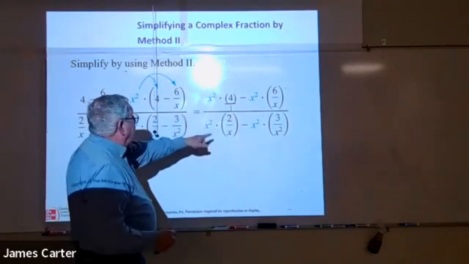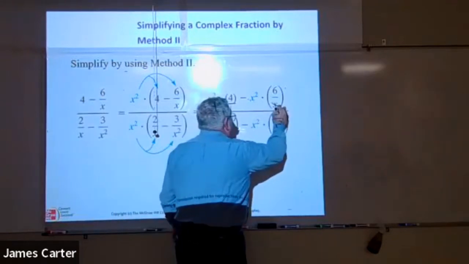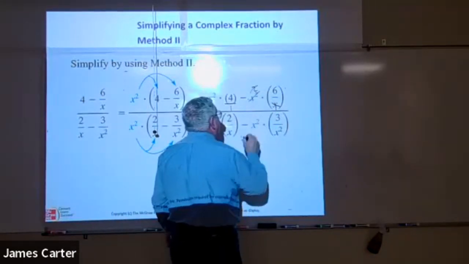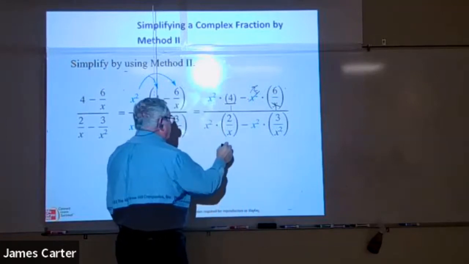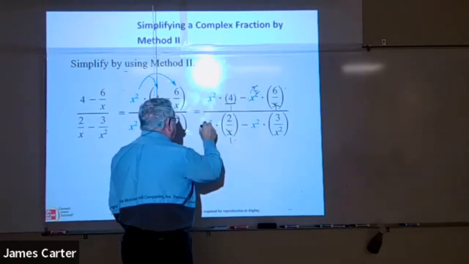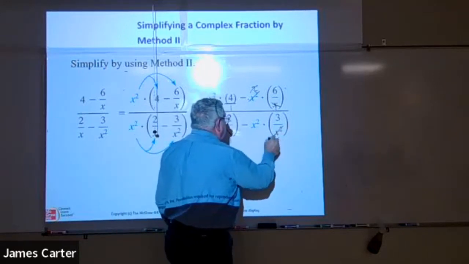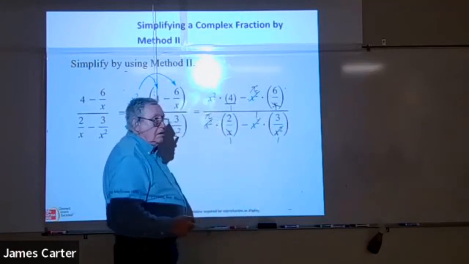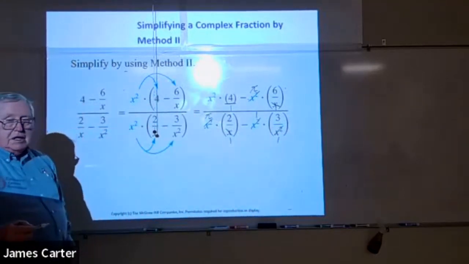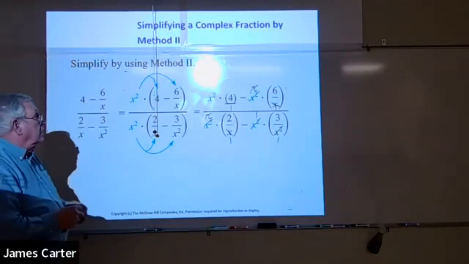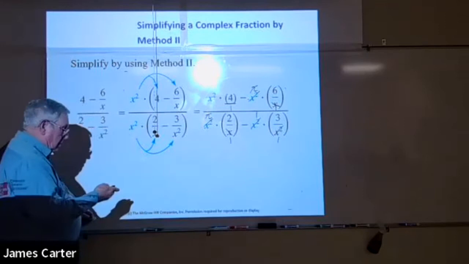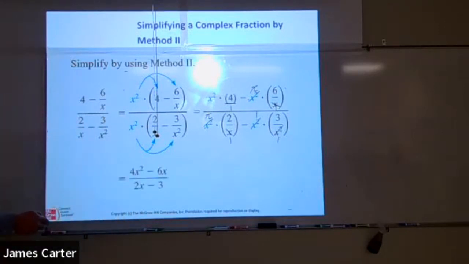Now, what can you cancel anywhere? What's there? X there. What's here? X there. Both of these, both of those. When I say both of, I mean x times x, not x plus x. So what does that give me then? 4x squared minus 6x over 2x minus 3.